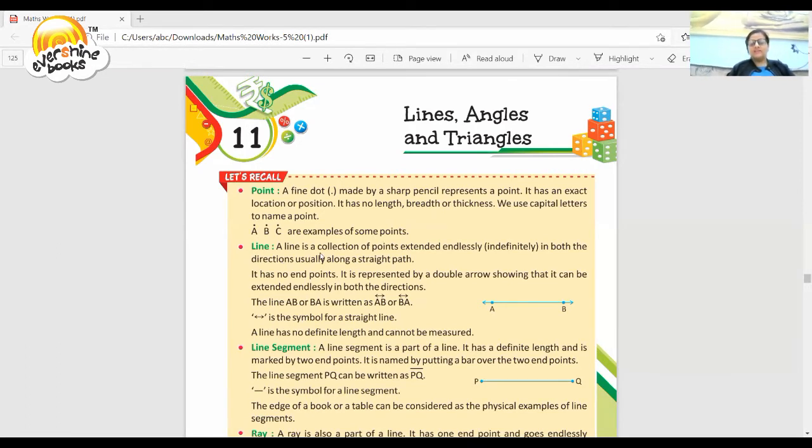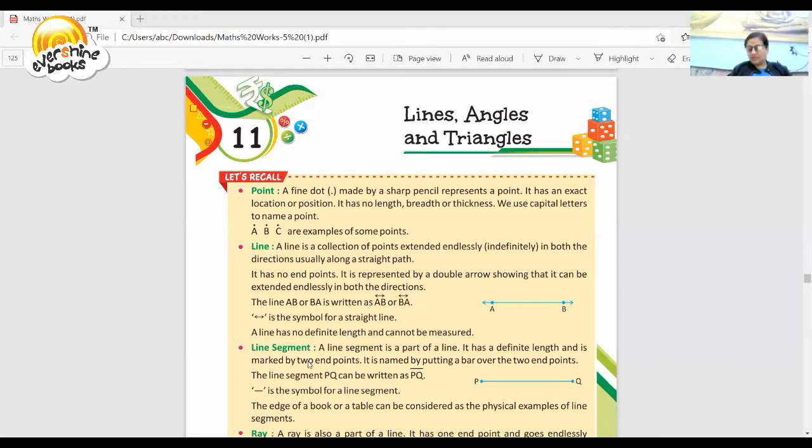Lines. A line is a collection of points extended endlessly in both directions, usually along a straight path. It has no endpoint. It is represented by a double arrow, showing that it can be extended endlessly in both directions. Line AB or BA is written like this, as it is a straight line. A line has no definite length and cannot be measured.